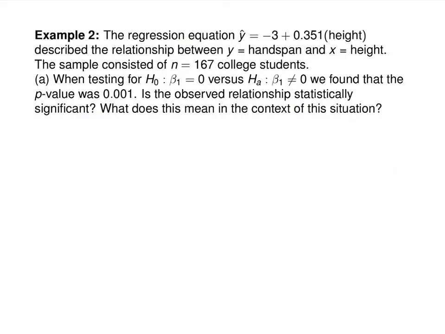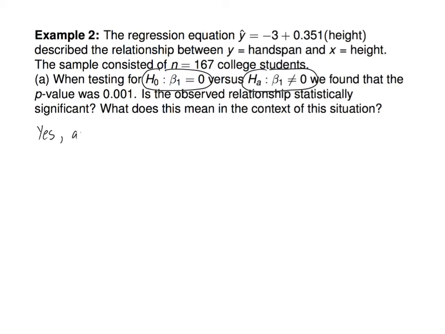Okay, the regression equation y hat equals -3 plus 0.351 height describes the relationship between handspan and height, and the sample consisted of 167 college students. When testing to see if the true slope is 0 versus the true slope is not 0, we found that the p-value was 0.001. So question 1, is the observed relationship statistically significant?